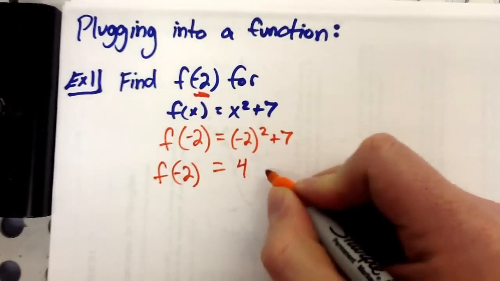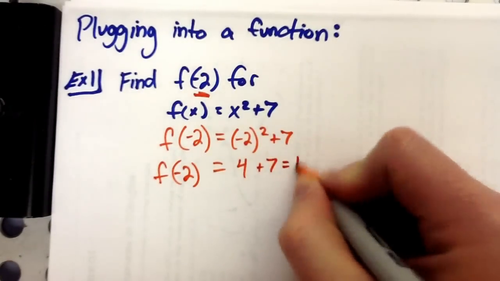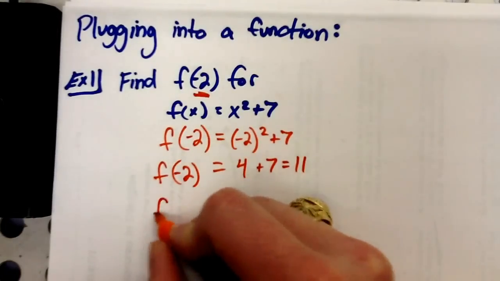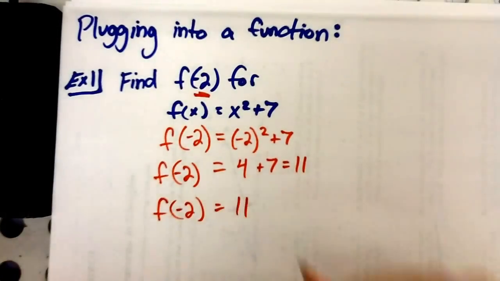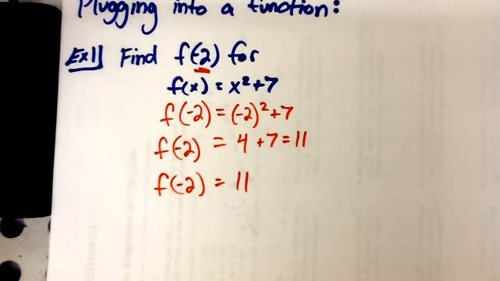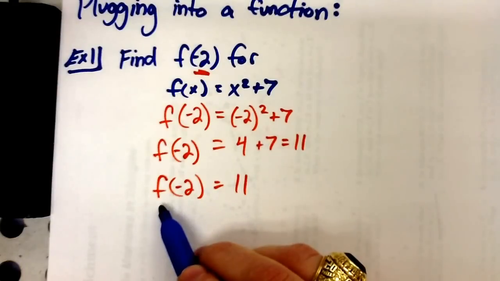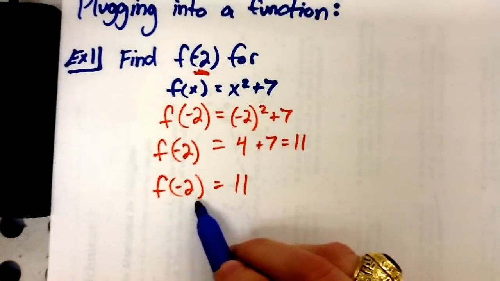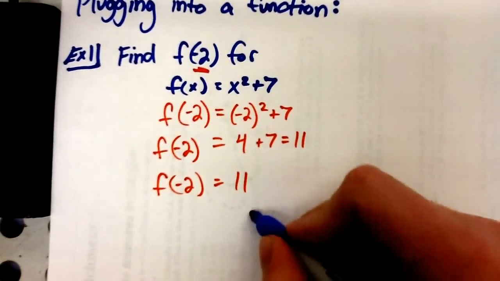Negative 2 squared is 4. Don't let your calculator lie to you. So f of negative 2 equals 11. Now let me give you a new take on this. You may or may not have learned this in Algebra 1. A lot of students want to treat f as a variable and solve for it and start dividing. Well, that's not exactly what's going on here.